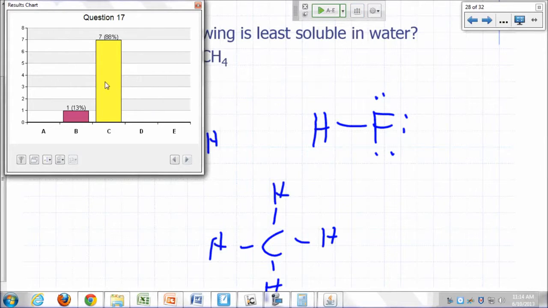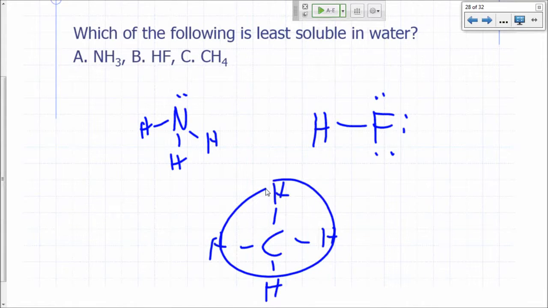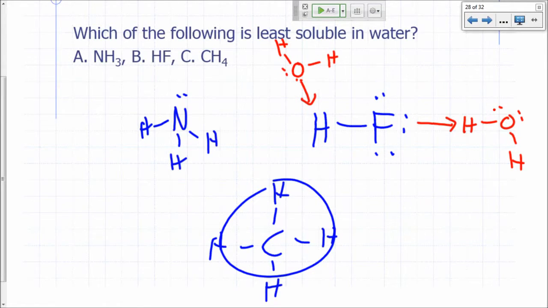Okay, very good. Why? This is nonpolar, right? Not capable of hydrogen bonding interactions. Whereas this fluorine right here, that lone pair can be attracted to water molecules by hydrogen bonding, and that hydrogen can be attracted to a water molecule also by hydrogen bonding, right? Same thing with the NH3, and this is also polar, okay? NH3 is also polar, and it's capable of hydrogen bonding interaction with a water molecule.